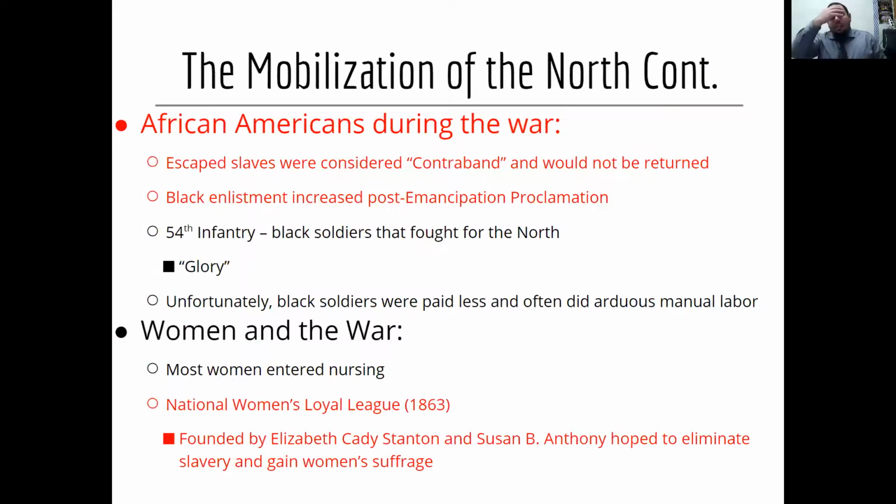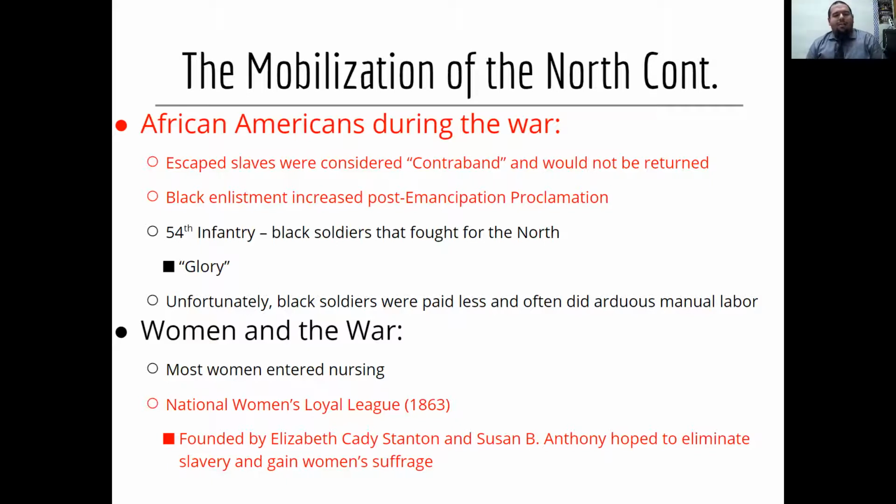Yeah. Okay. African Americans during the war: escaped slaves were considered contraband and would not be returned back to the South. And Black enlistment is going to increase post-Emancipation Proclamation. I mean, who wouldn't want to go fight against these bigoted, racist slave owners and these pro-slave people in the South? You have the 54th Infantry, which was made up of all Black soldiers that fought for the North, that is represented in the movie Glory.